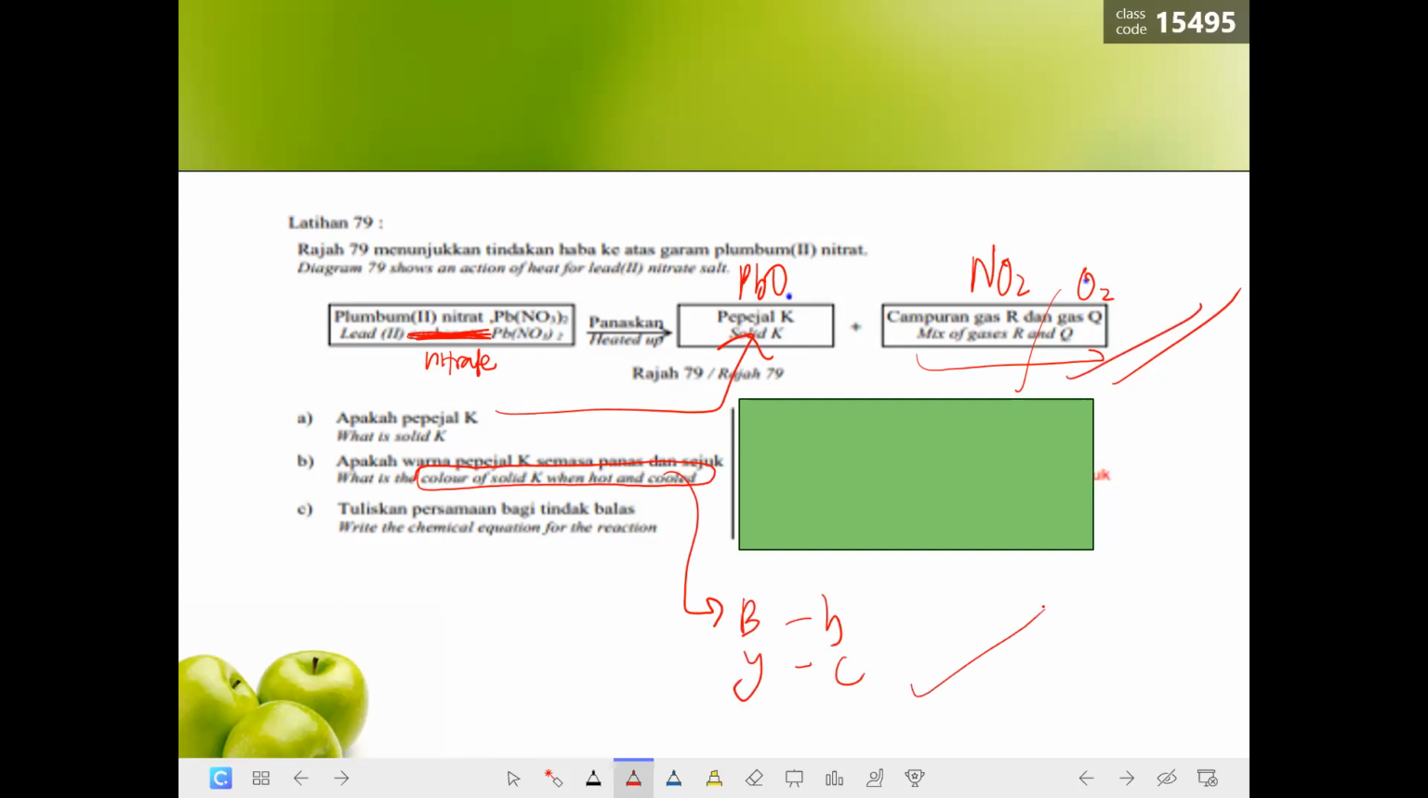Okay, Mukni, I want the equation. Pb(NO3)2 arrow PbO plus NO2 plus O2. PbO, okay, 2, NO2 4. Oh, 2 at Pb(NO3), forgot. Okay, correct. Wonderful. Okay, good job.